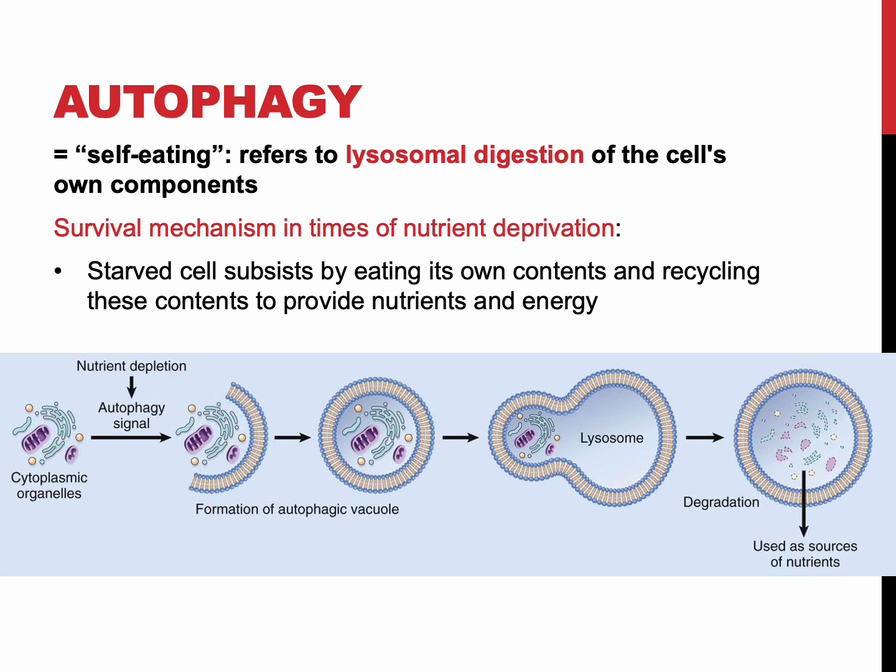So you can see here in this diagram, you have normal cytoplasmic organelles, and you have nutrients that are deprived within the cell. Because of that, the autophagy signals are going to be activated. This will create an autophagic vacuole, and this vacuole will then bind to a lysosome within the cell. The lysosomal enzymes will digest the cell components, and this will be used as a source of nutrients to allow the cell to survive longer.